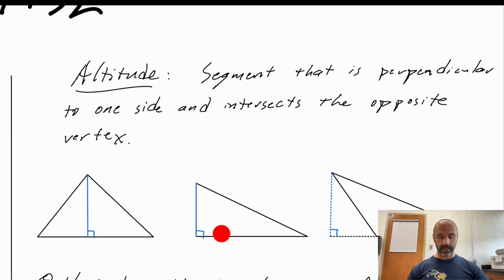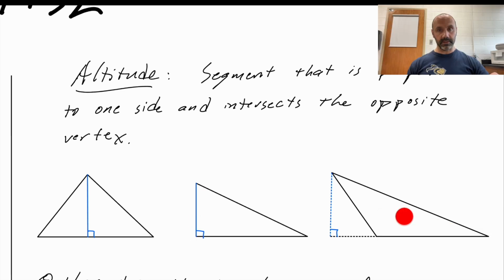If you have a right triangle, then the altitude is just one of the sides. It's one of the legs of the right triangle. If you have an obtuse triangle like this, well, this gets interesting, right? Because how do you draw something that's perpendicular to this side and it goes to the vertex? So we extend the side and then we end up with this is the altitude. This is the altitude right here.